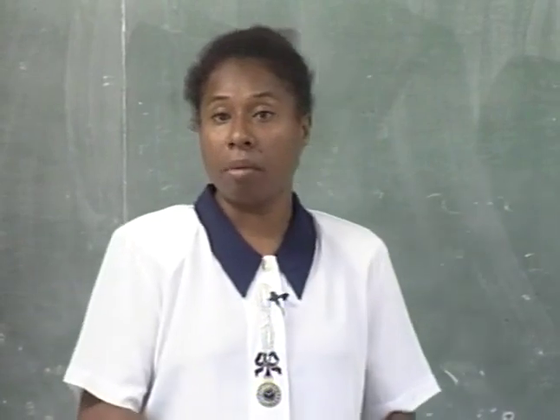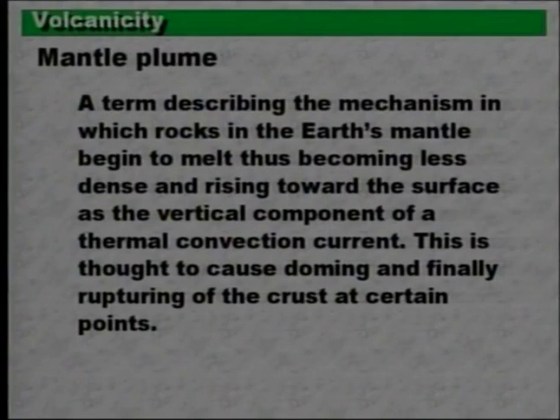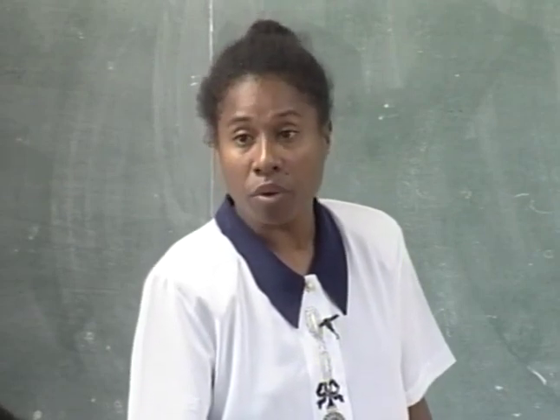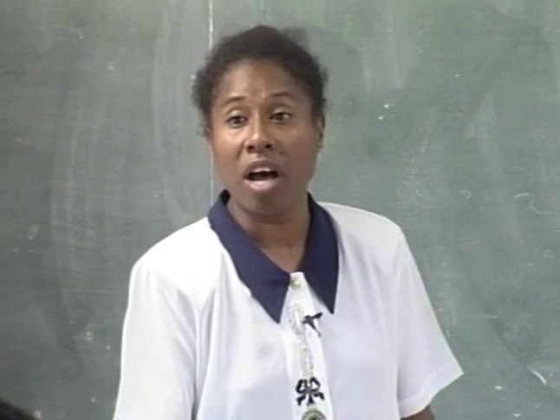So let's look at the word mantle plume. It is a term describing the mechanism in which rocks in the Earth's mantle begin to melt, thus becoming less dense and rising to the surface as the vertical component of a thermal convection current. This is thought to cause doming and finally rupturing of the crust at certain points. And the rupturing of the crust at certain points can also result in the formation of volcanoes. That is the reason why we also have isolated volcanoes which are not found on plate boundaries, and their explanation can be owed to the hotspots.